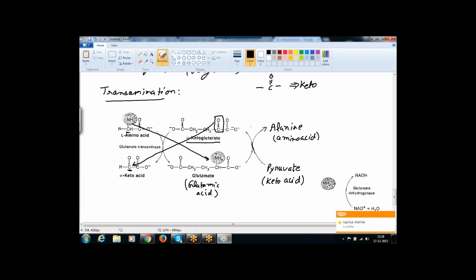Now, if you remember the different fates of pyruvate we did, I told you the most common fate is acetyl-CoA, but it can also get converted into lactate, oxaloacetate, and alanine was one of the fates. Remember? This is how pyruvate can become alanine. If it undergoes transamination, if it gains an amino group, it will become alanine. Is that clear?